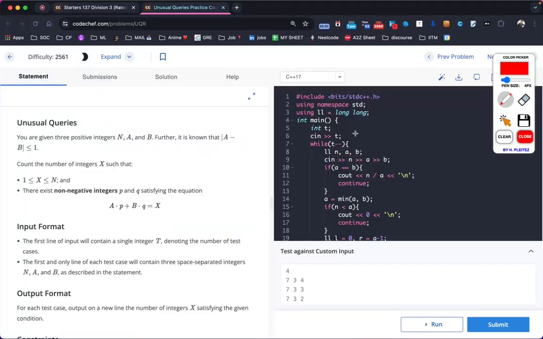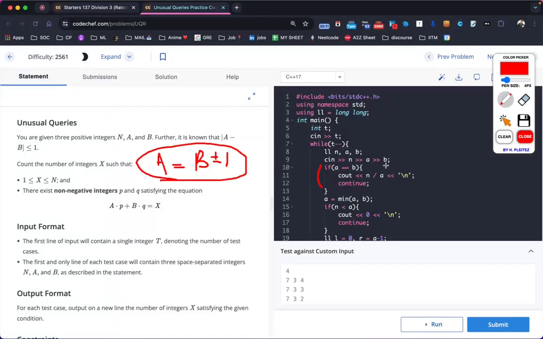Or else if a was not equal to b, as I said, there are three possible cases: minus 1, 0, and 1. 0 we have solved here. Next, if a minus b was equal to 1, then a will be equal to b plus 1, right? If it is minus 1, then a will be equal to b minus 1. So a is either just greater than b by 1, or just less than b by 1.